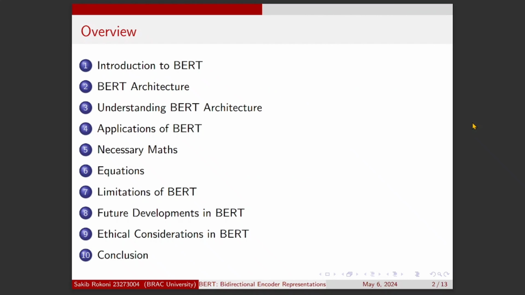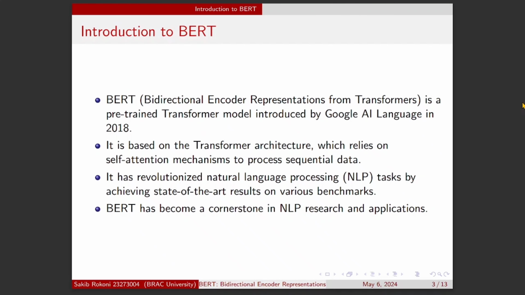Let's see the overview. In the overview, we have introduction, BERT architecture, understanding BERT architecture, application of BERT, necessary equations, limitation, future development, ethical consideration, and conclusion. Let's see what is BERT.